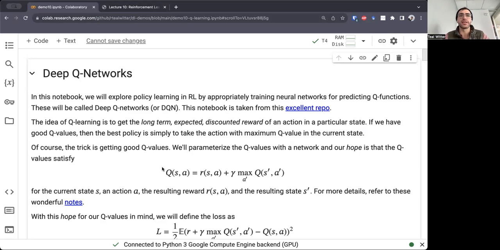Our hope is that the Q values will eventually satisfy this equation. And if they do satisfy this equation, then our policy is easy because we'll just take the action which maximizes the Q value at every step.